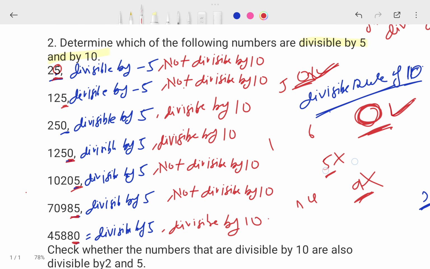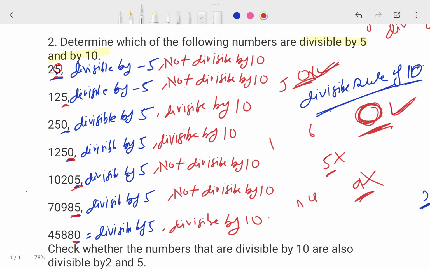Okay, right. So what is the divisibility rule of 5? If you want to check whether any number is divisible by 5, you have to check that the last number is 0 or 5. If you want to check whether a number is divisible by 10, the last number has to be 0. If the last number is 0, it is divisible by 10.